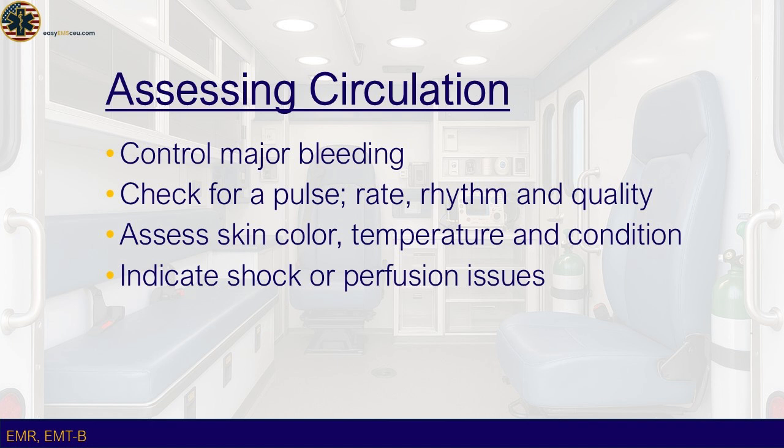The very first priority within circulation assessment is to rapidly identify and control any life-threatening external hemorrhage. Uncontrolled bleeding can lead to rapid hemodynamic instability and death. EMS workers are trained to immediately scan the patient for obvious signs of significant blood loss and to employ appropriate hemorrhage control techniques. Direct pressure applied directly to the bleeding site remains the cornerstone of initial management.